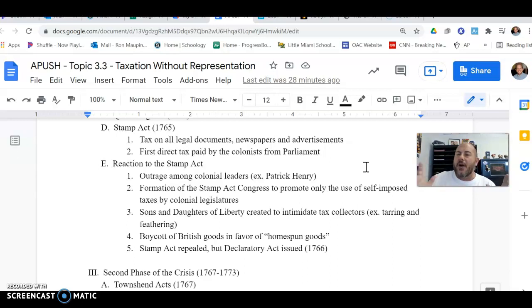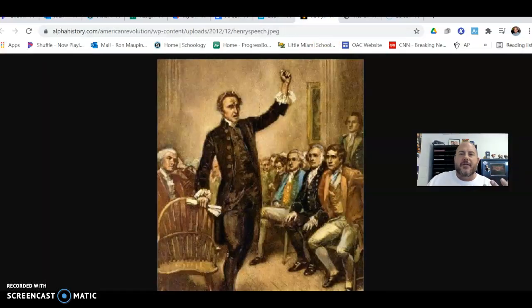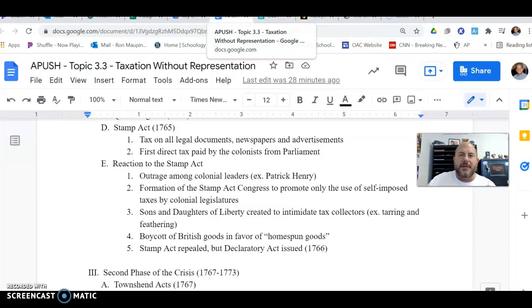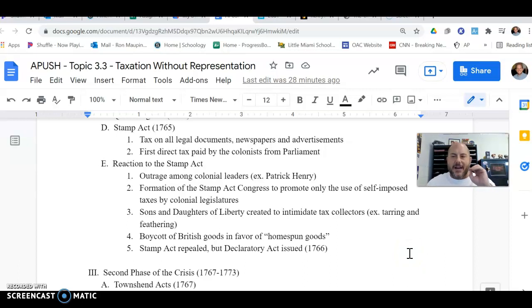And once again, this is coming from Parliament. This is not coming from local colonial legislatures. This is coming from Parliament. And this is going to be seen as tyrannical. You're going to be seeing many of these colonial leaders across the continent, people like Patrick Henry here, who goes on to eventually deliver the 1775 famous "give me liberty or give me death" speech, talking about how these are not just policies designed to raise money. In the minds of the colonists, these are rights that are clearly being violated by these laws. This is a matter of principle.